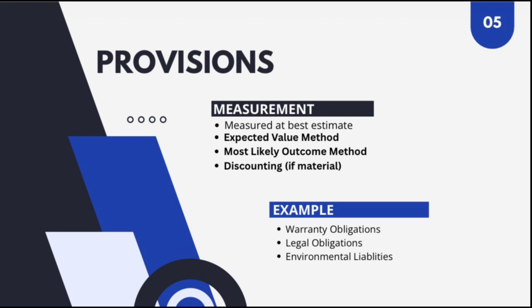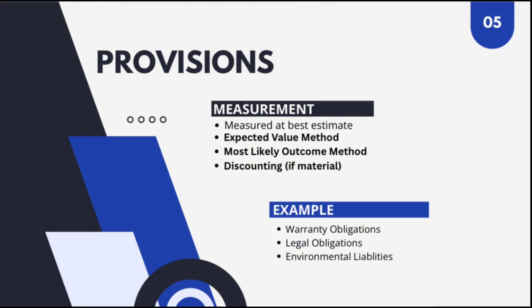Provisions are measured at the best estimate of the amount required to settle the obligation. There are two main methods. First is the expected value method, which is used when there are many possible outcomes. Second is the most likely outcome method, which is used when there is one main outcome. If the time value of money is significant, discounting will be applied. Examples of provision include warranty obligation, legal obligation, and environmental liability. That's all from me, thank you.